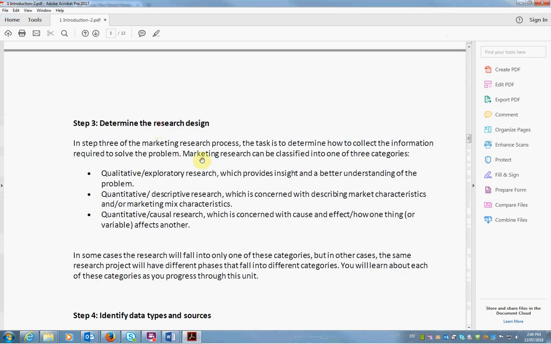Now, the research design, you have 3 main options for your research. What people normally do when they conduct research is that they start out by conducting exploratory research. This is a type of research where you look at quality information. That's why it's called qualitative research as well.